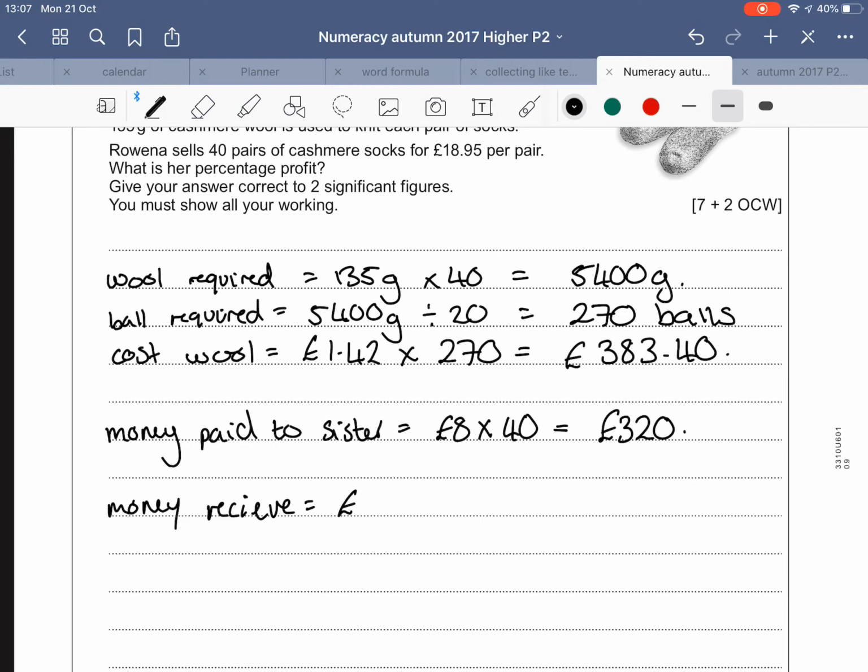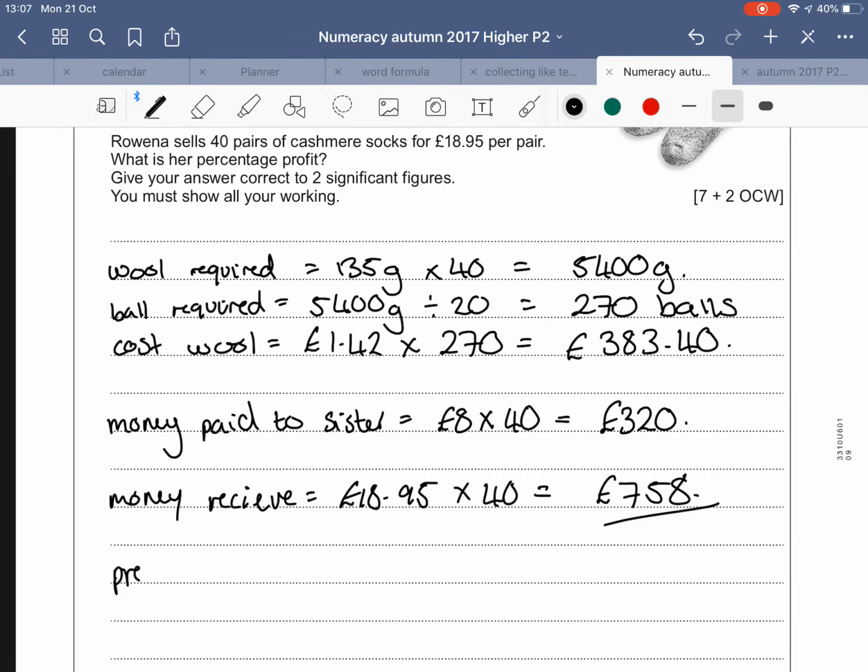She got £18.95 for each sock. This is an expensive pair of socks. They are cashmere though. So it is £758. Profit made. So it cost her, so the original cost her 700 and, oh no, that's how much she made.